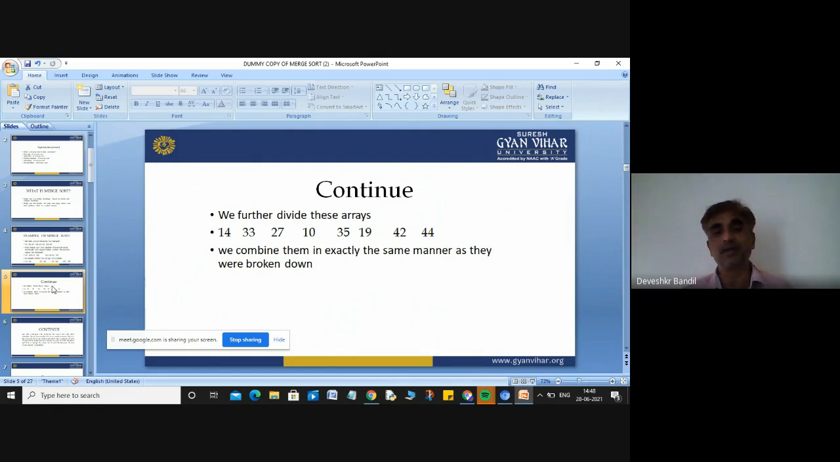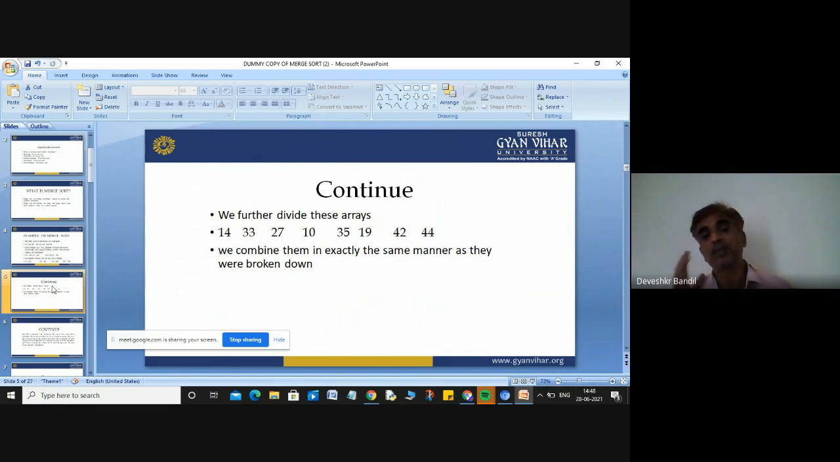And in the same manner, when you combine 35 and 19, 19 is less than 35. At that time swapping is required. And after swapping, 19 will take the place of the 35 element position, and 35 will take the position of the 19 value. Okay, and after that you will combine 42 and 44. 42 and 44 are already in sorted fashion. And after that you will combine 35, 19, 42, and 44.